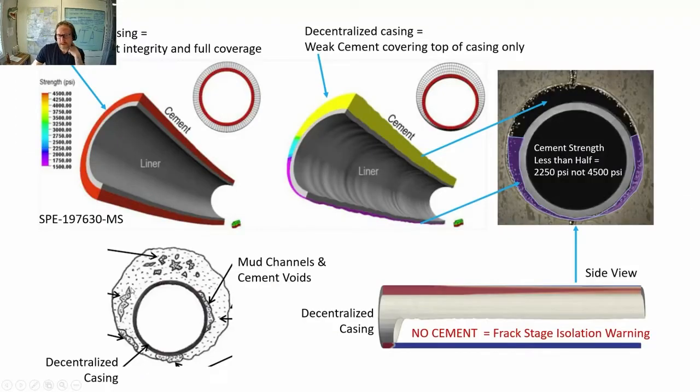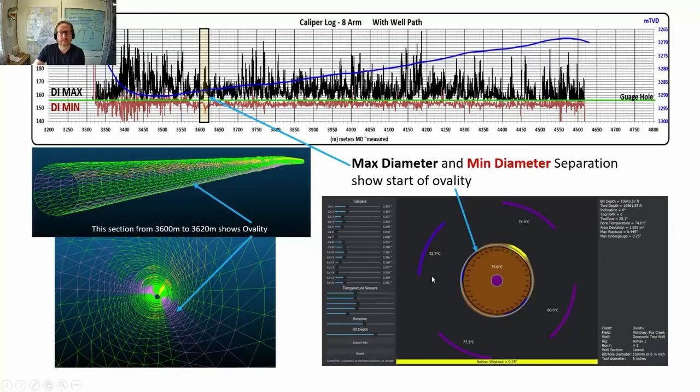Now, why is this a problem? Well, it is a problem for cement because it's your primary isolation mechanism. It's also your anti-corrosion jacket, plus it's also your frac stage isolation mechanism. When you have centralized casing, you get good cement coverage. When you don't, you have poor cement coverage and your compressive strength drops. And in areas like this, you tend to have zero frac stage isolation. So decentralized casing is very problematic for cement.